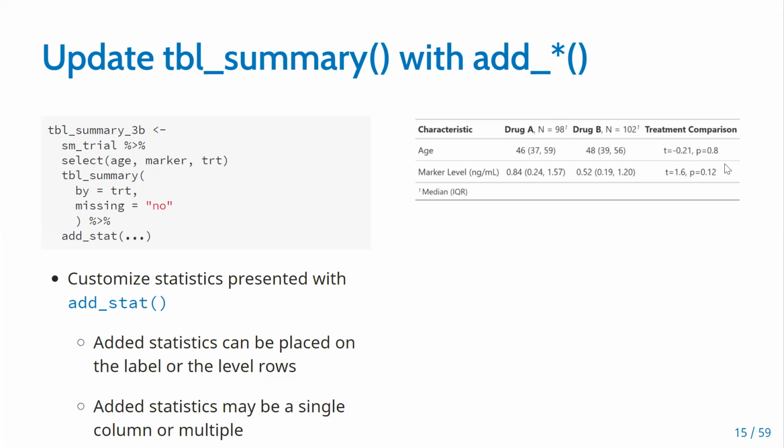The new column that you add can go on the label row for age, for example, but if you had a categorical variable, for example, grade, which had 1, 2, 3 as the levels, you can add statistics onto each one of those levels. You can add a single column at a time. You can add 2, 3, 4 or more columns if that's what you're looking for. So it's quite generalizable. And honestly, it's a function that's used heavily internally to produce a bunch of the tables when we're starting to add information to them.